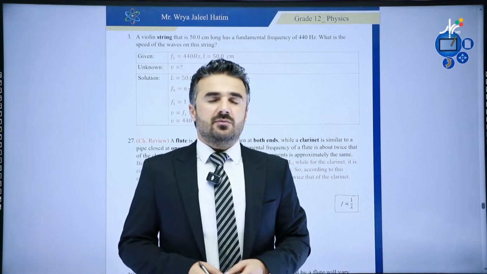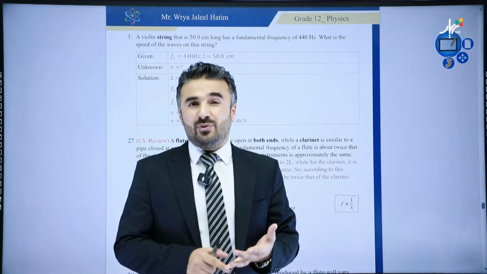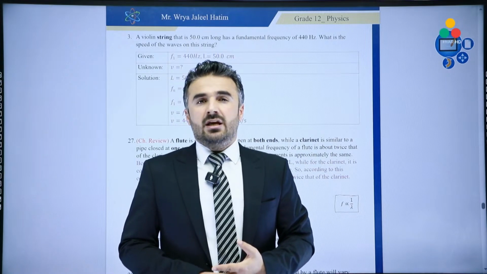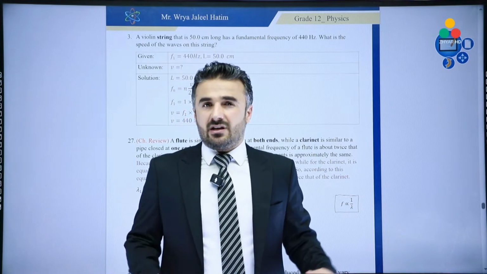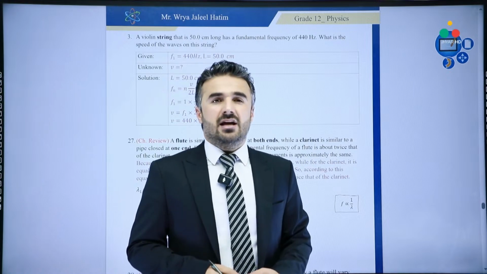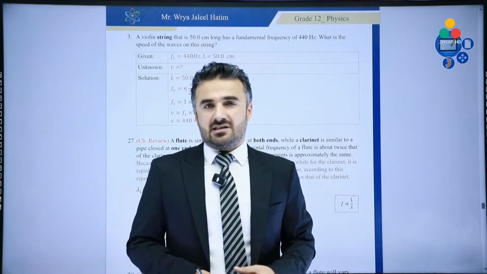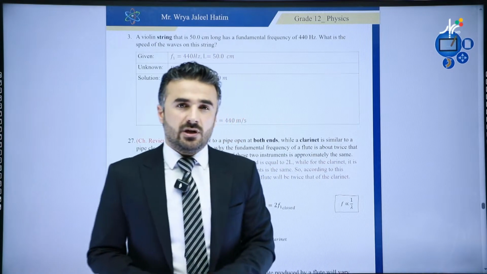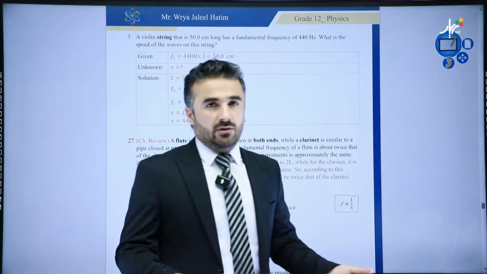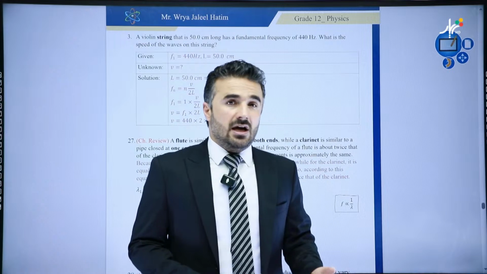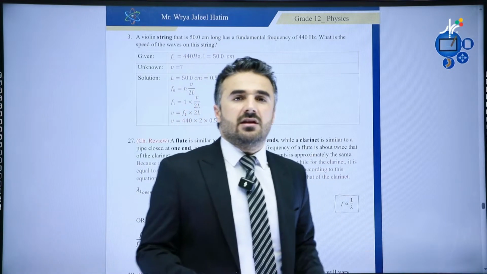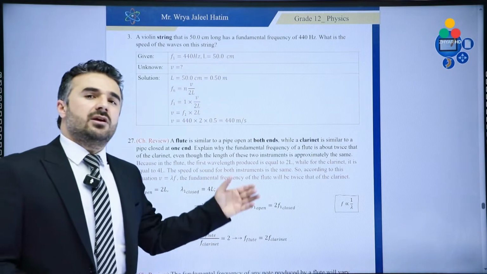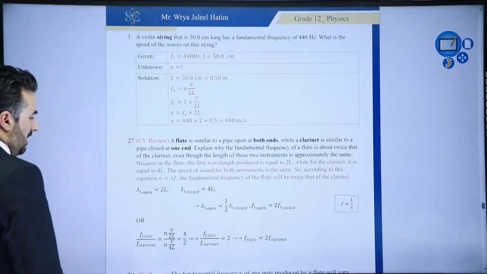Remember, sometimes they don't tell you whether it is a pipe that is open at one end, a pipe that is closed at one end, or whether the instrument has a string as well. So you have to know some of the instruments here. But whenever they tell you a string, just always remember that for a string we have all the harmonics, and the equation for the string is very obvious. The fundamental equals n times v over 2 times the length.